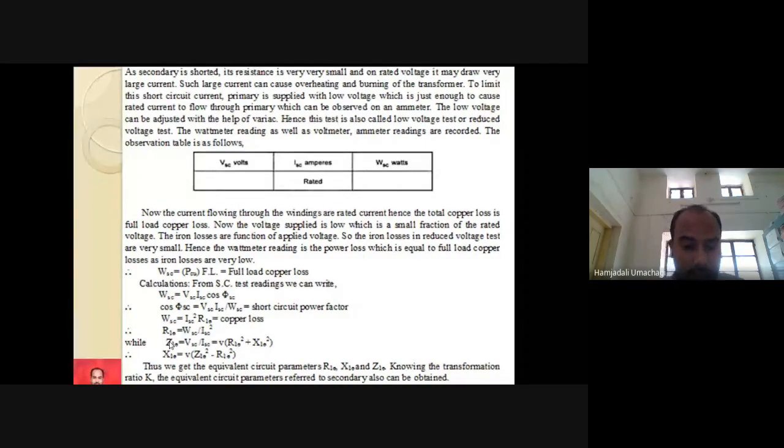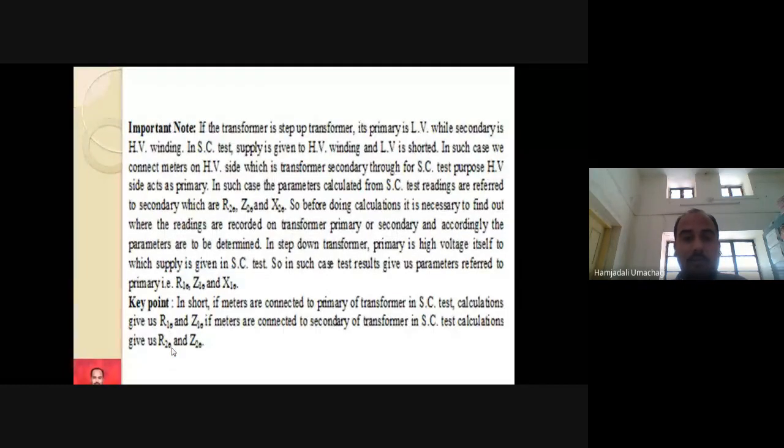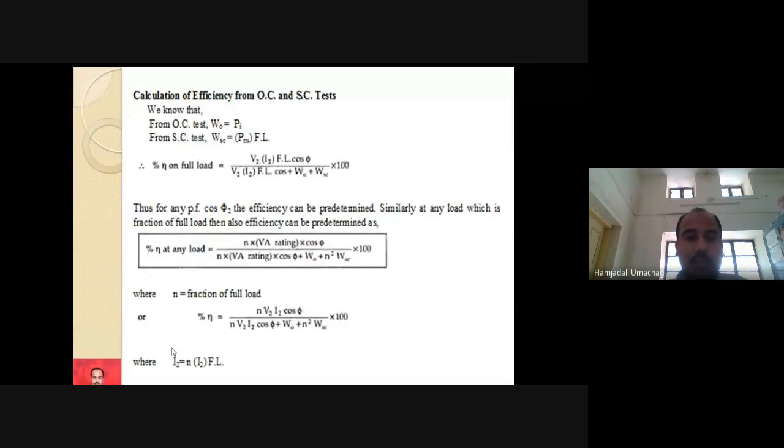Now, using these equivalent circuit parameters, we are going to estimate the efficiency of the transformer. Are you getting it? Now, this is not required, this is just for your reference. So finally, how to calculate efficiency using the open circuit test and short circuit test. We know that from the open circuit test, no load power is nothing but iron loss Pi.